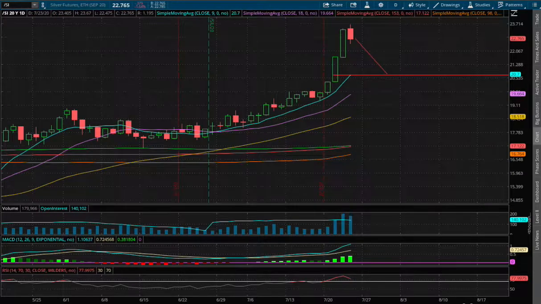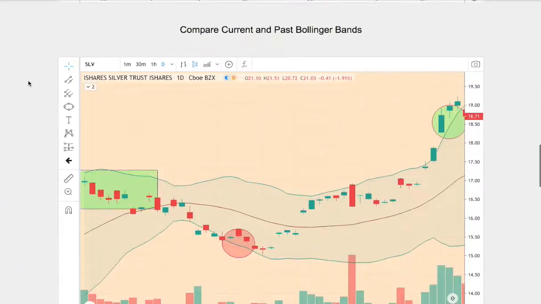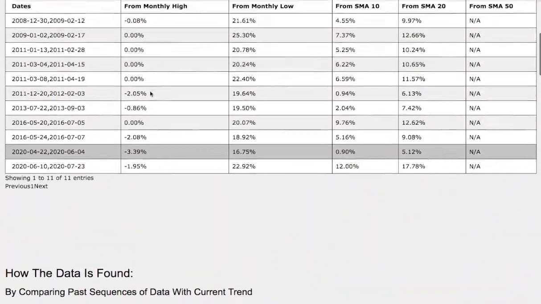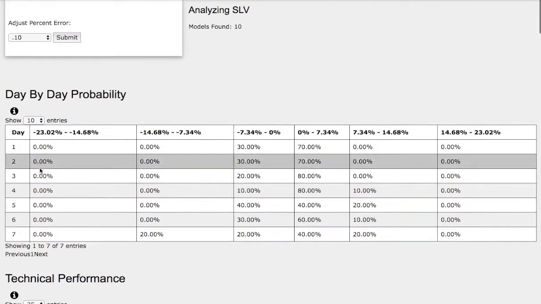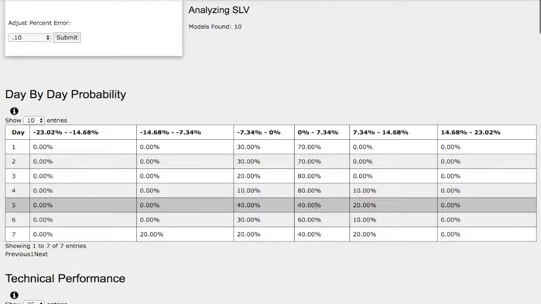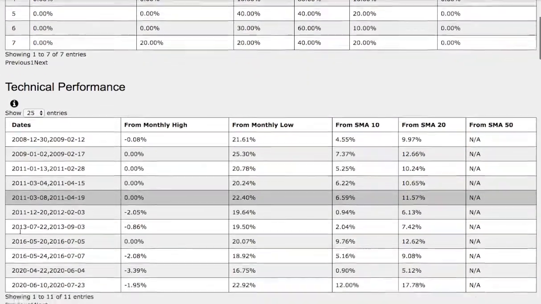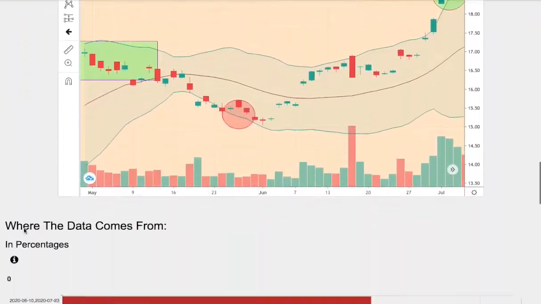So now let's head to the day-by-day probability model. These models are available in the link below, so do check it out. So as we progress to the 5th day, we have a 40% chance for silver to climb between 0 to 7%, and for the extreme case to the upside, 20% chance for it to climb between 7% to 15%, and to the downside, 40% to fall between 0 to negative 7%. So now let's examine the day-by-day forecast for silver futures.